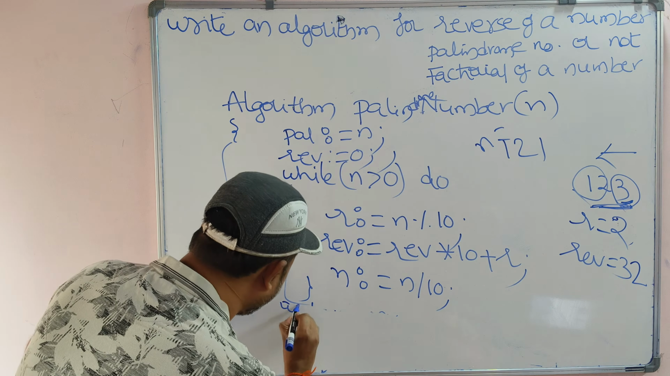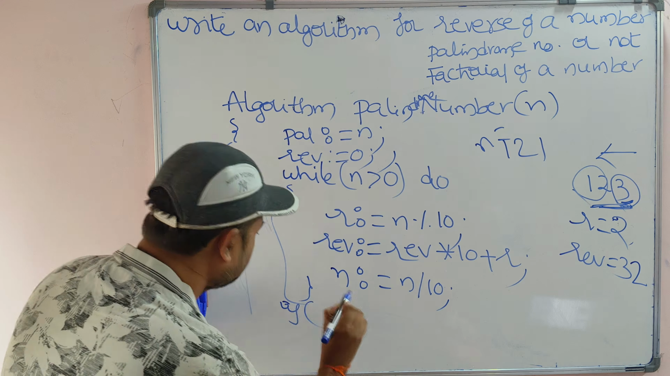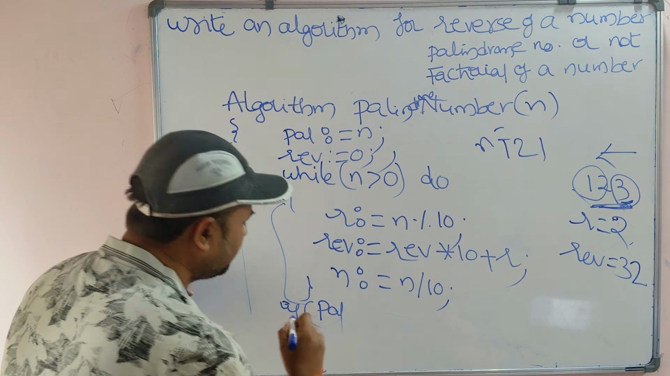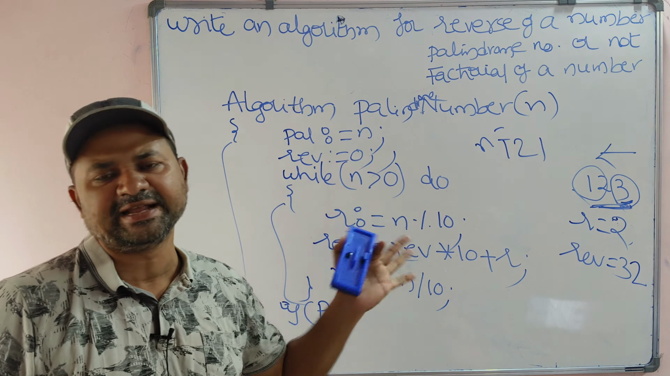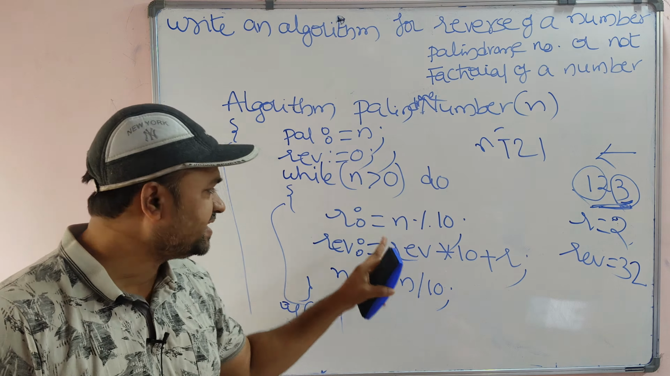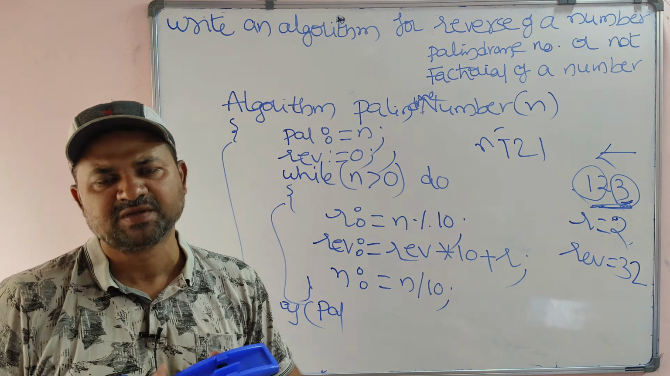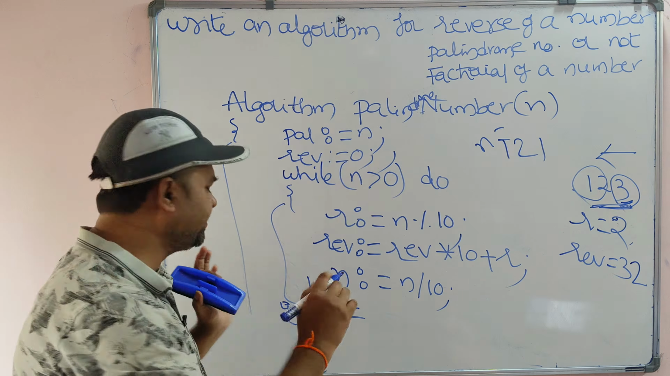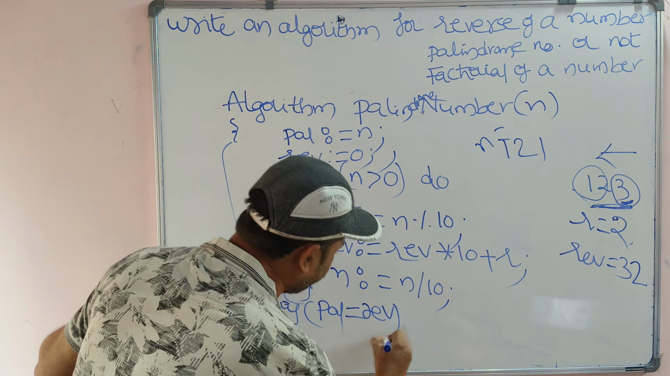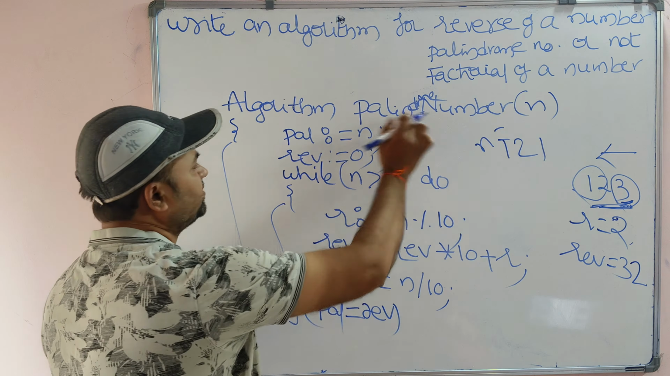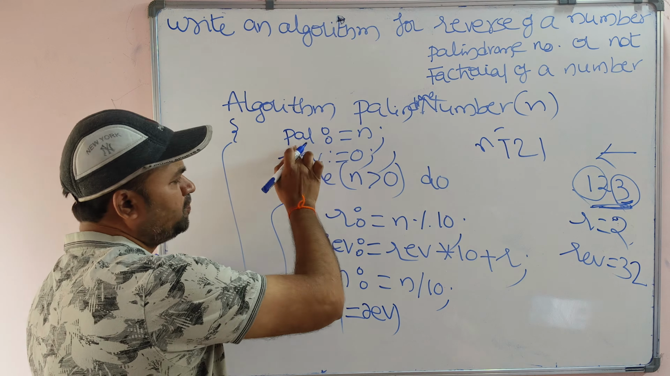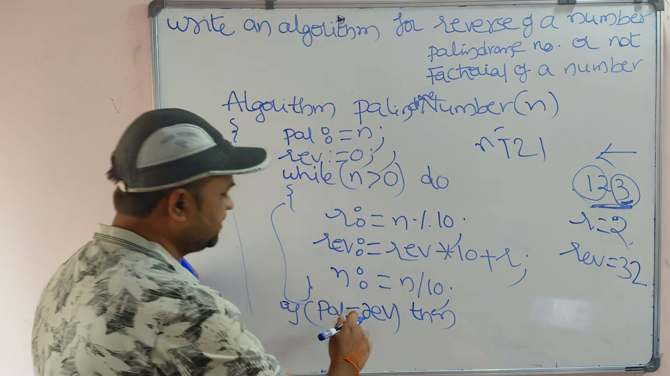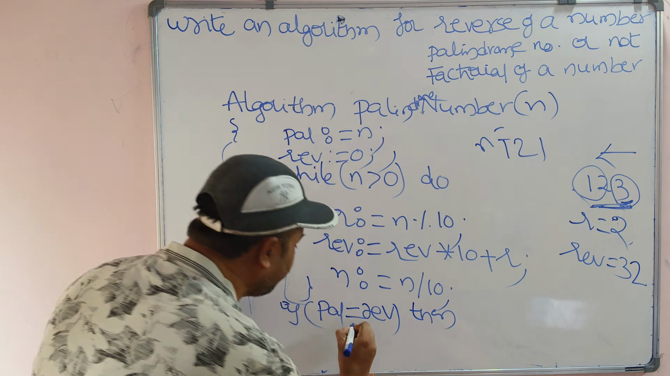Now write the condition. What is the condition? If the given number is available in PAL. In algorithms, for the assignment operator we have to use colon equal to, whereas for the relational operator a single equal to is enough, no need to use double equal to. If PAL equal to REV, so let the number be 121. So now n is stored in PAL. So PAL is 121, reverse is 121.